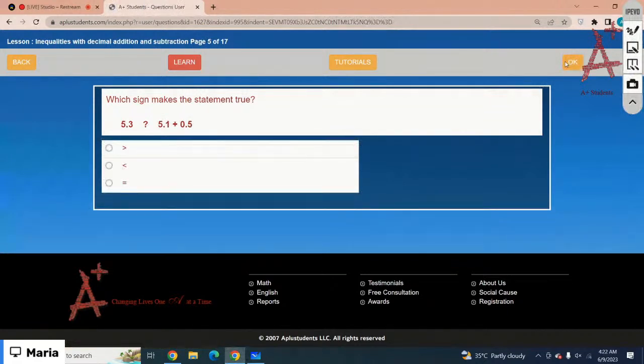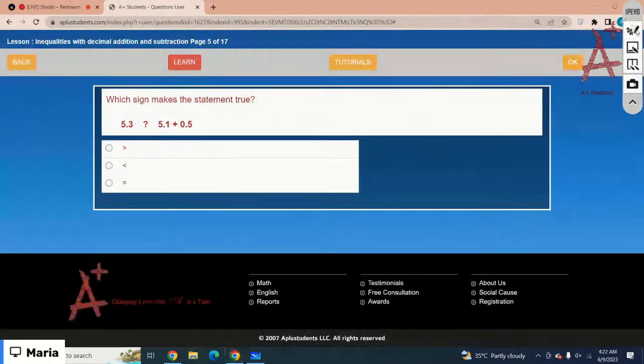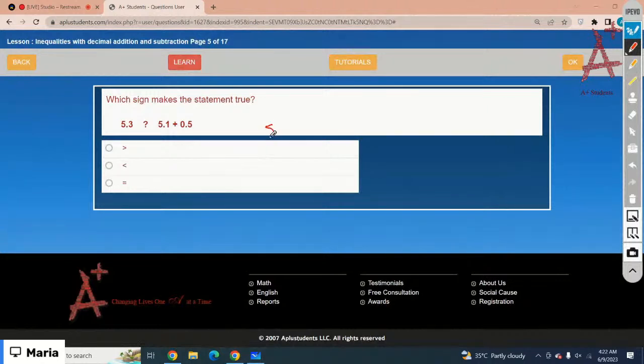Okay, which sign makes the statement true? So which is the correct option? 5.1 plus 0.5 is 5.6. So which is the correct option? 5.3 is less than 5.6. Got it? So the correct option is less than.